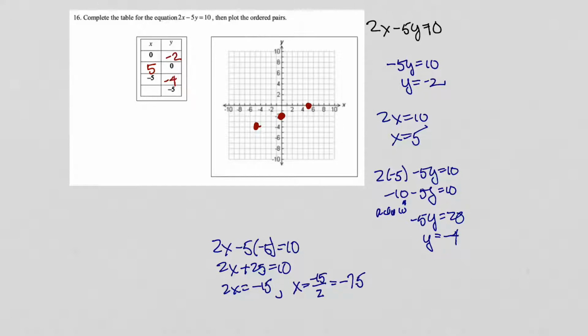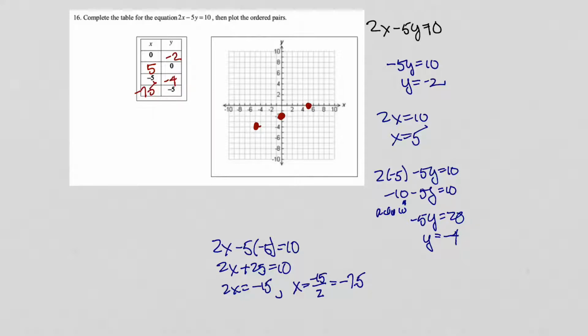Now let's just be sure we've got that one right. The other values all came out as integers. Now I got a decimal, a fraction, so I'm just going to check to see what I did. Y is -5. Put -5 in here, I get 2x plus 25 is 10. So yeah, everything looks okay. So we're going to take that -7.5 and put it here.